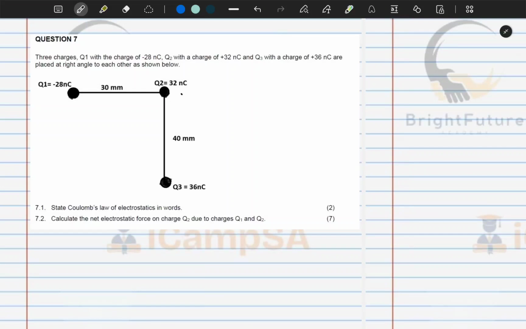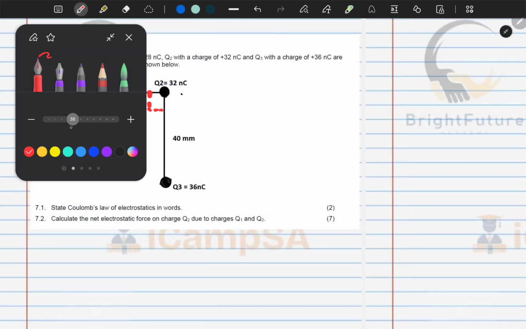In this particular scenario, you have three charges: Q1, Q2, and Q3. Two of them are positive, which is Q2 and Q3, and one of them is negative, which is Q1. We're given the diagram and the distance between the respective charges. They are placed at right angles to each other as shown below. So this is a right angle. That's what it means.